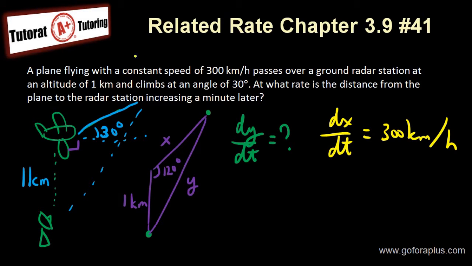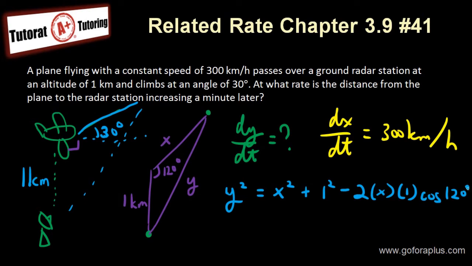Now you have to go back into the high school math. The equation that you need to use is the cosine law. Well, what is the cosine law again? So if you remember, the cosine law is something like this. y squared equals x squared plus, this is the constant, so 1 squared, minus 2 times x times 1 times cosine of the angle in between 1 and x here, which is 120. Okay, so we have something like this.